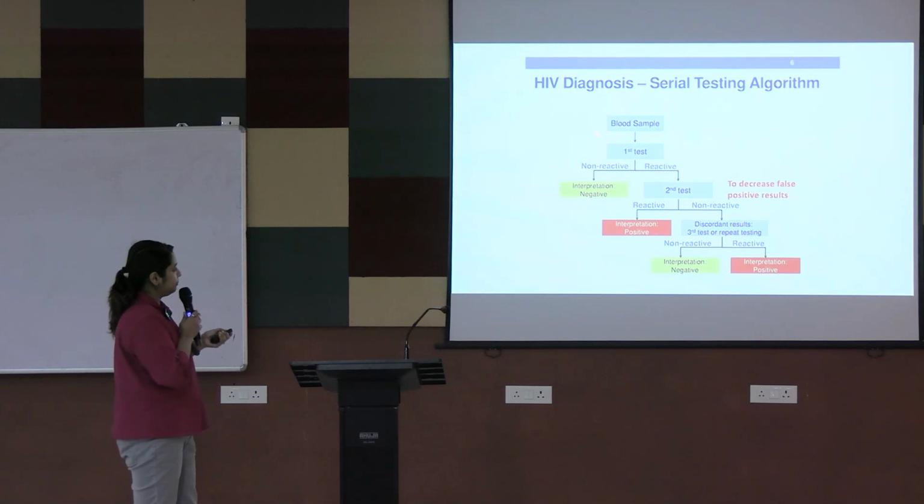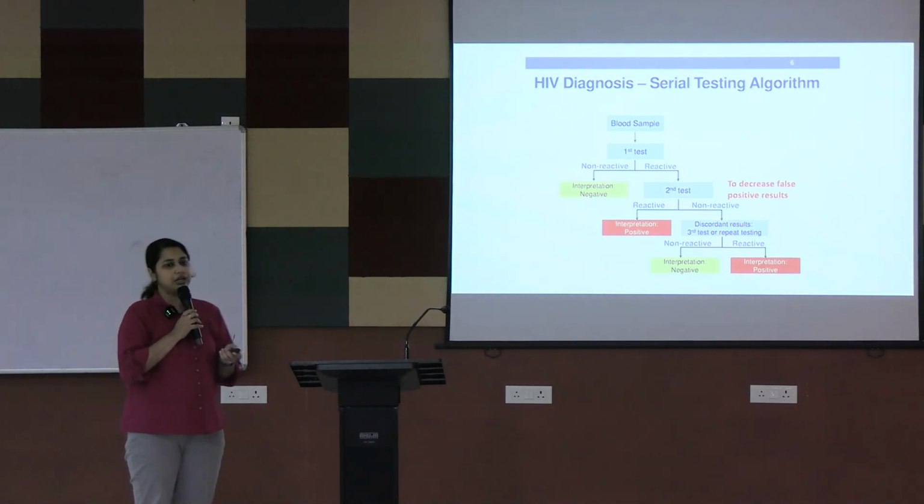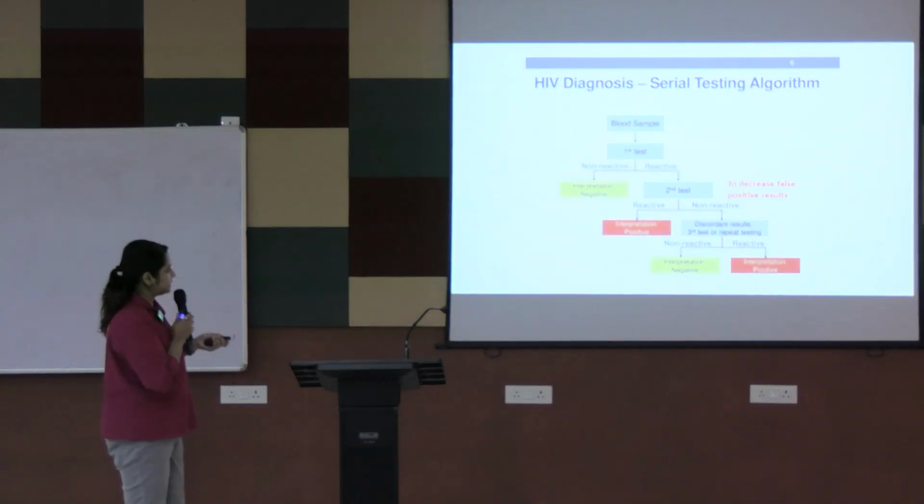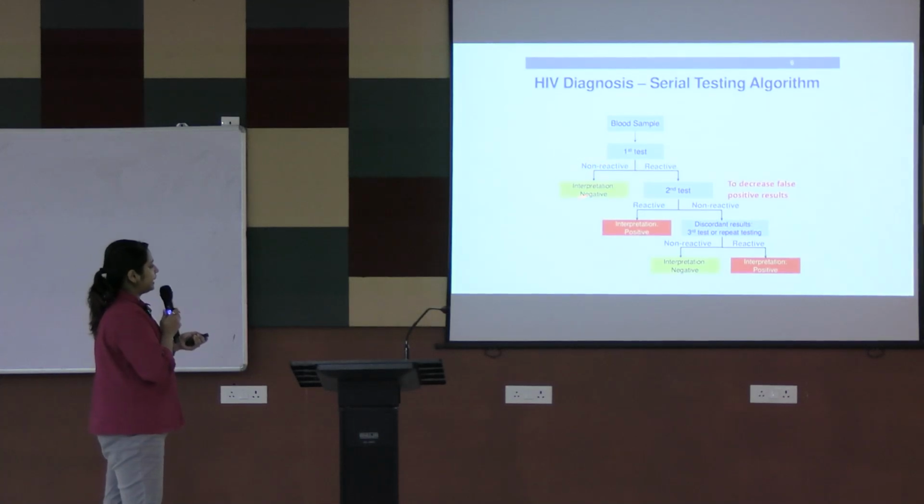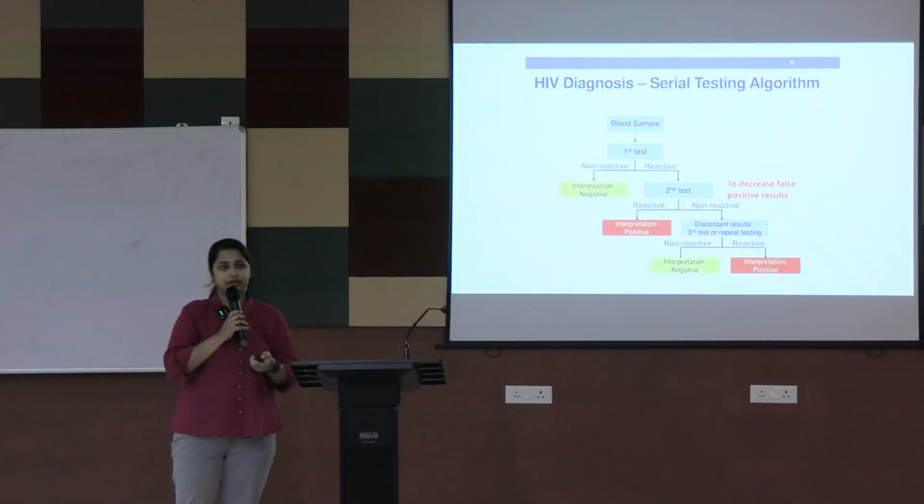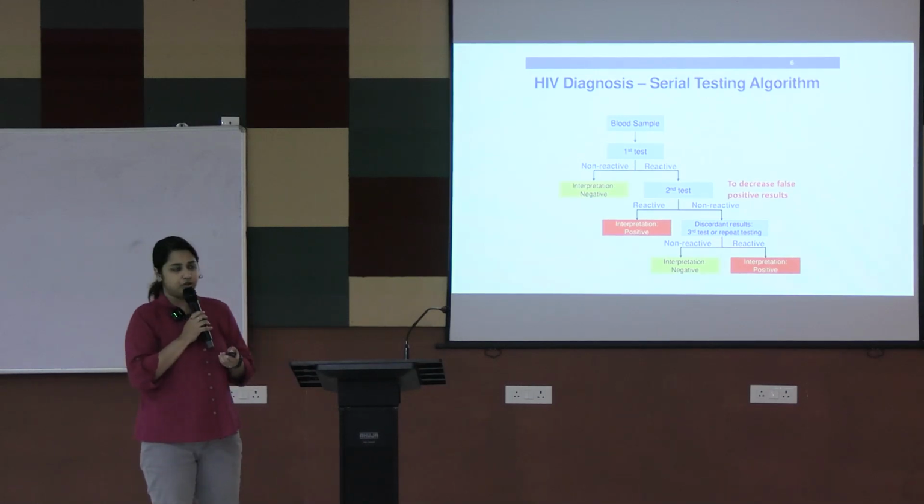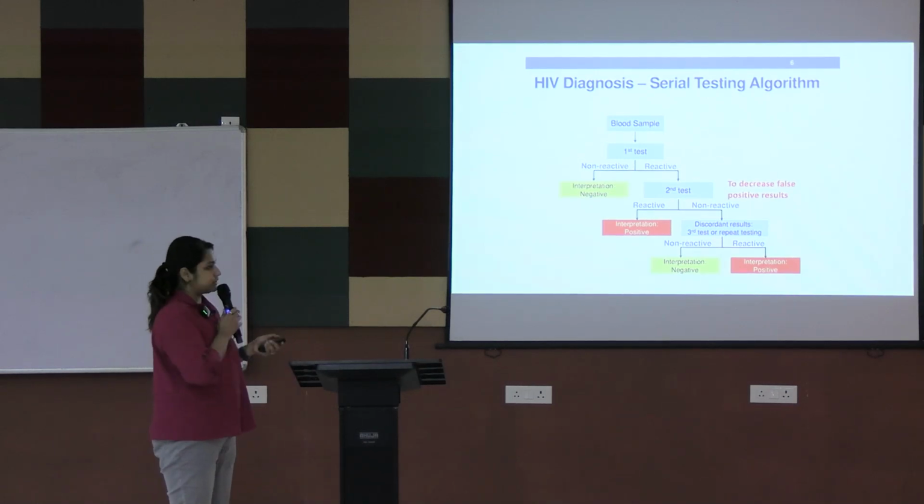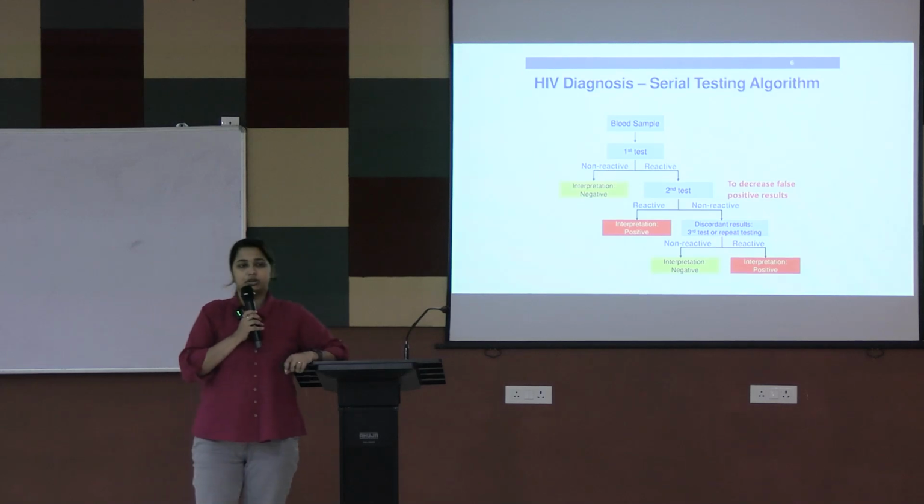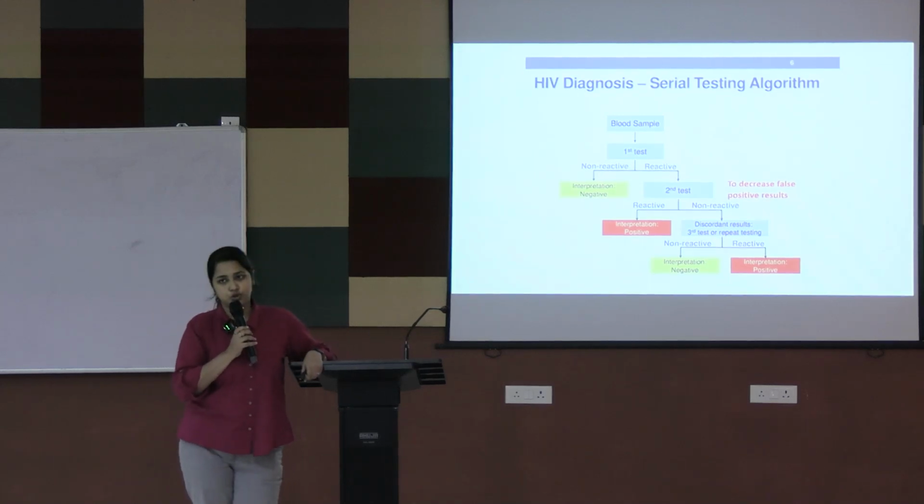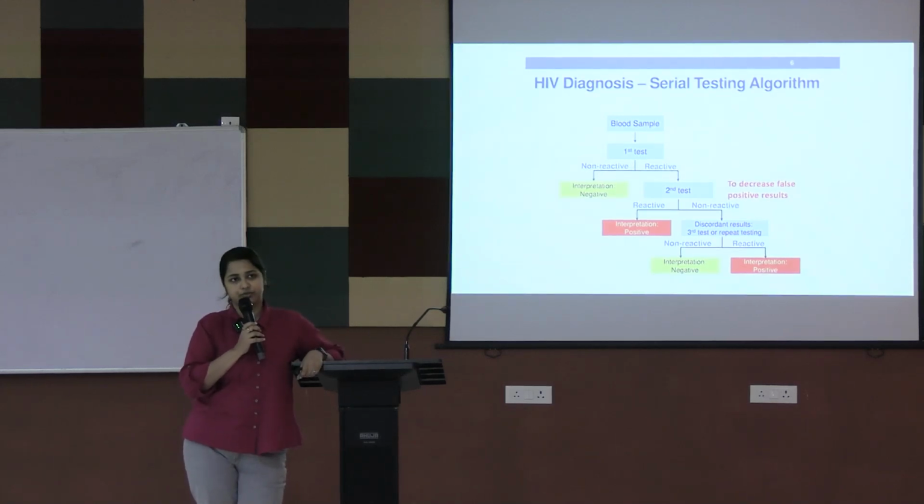You take the blood sample, you do the first test, usually ELISA. If it is non-reactive, it is negative. If it is reactive, you do the second test, that is the Western blot test. As I said, Western blot has increased specificity, so it will decrease the false positives.